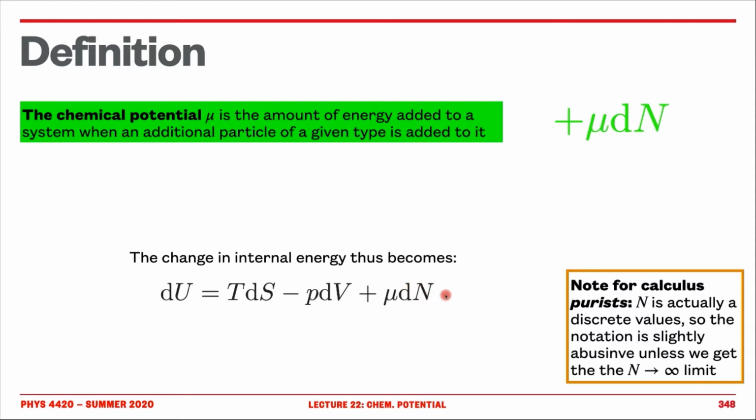This dn here is going to be very small when the total number of particles is huge. So for example, if you have a change in one particle out of a mole, that's 1 out of 10 to the power 23 particles. dn can be considered infinitesimally small. But again, this is an abusive definition. But I just like to be clear that I am well aware of this.